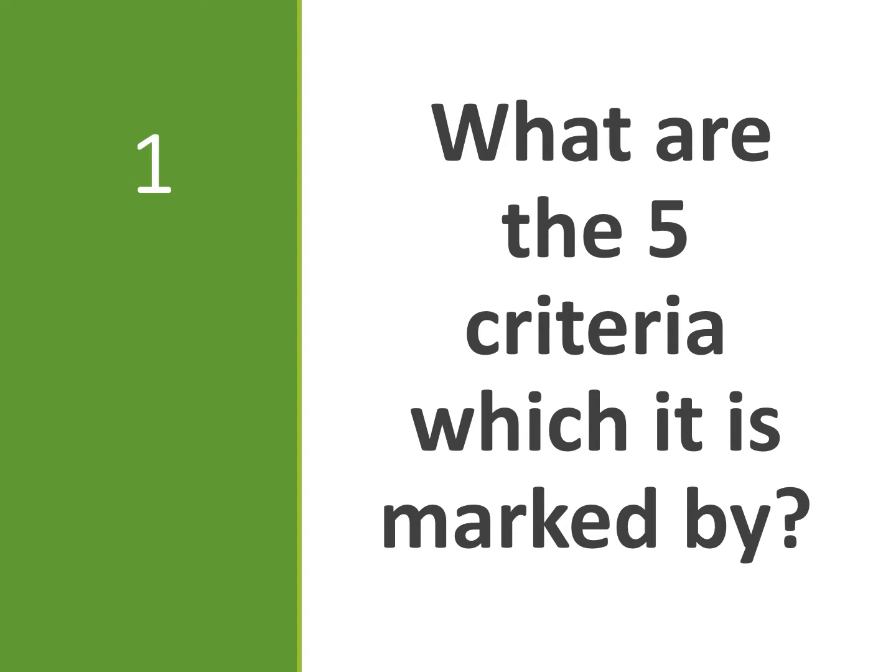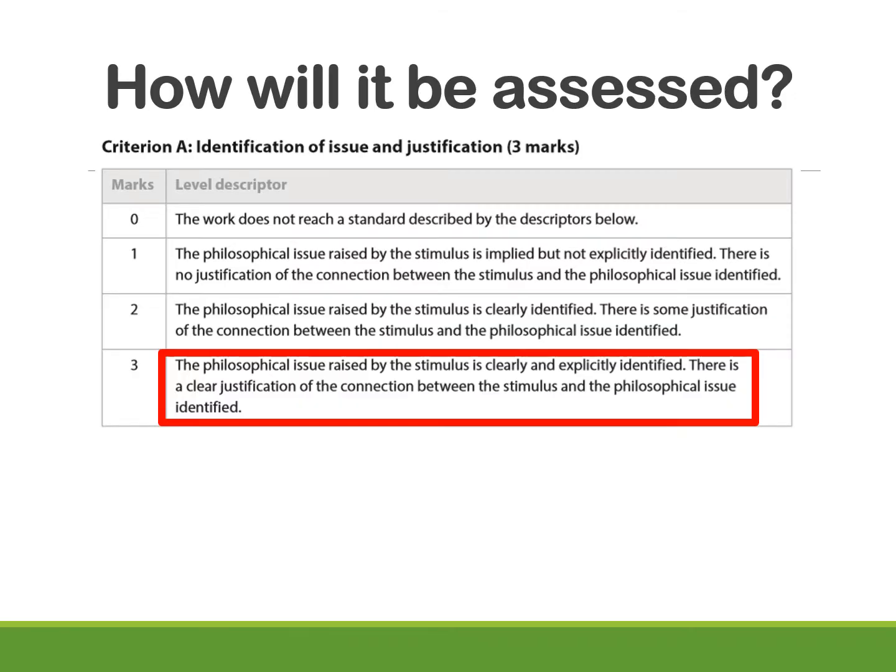Okay, so I'll start with the first bit. What are the five criteria which it is marked by? So how will it be assessed? The first criteria I'm going to look at is in front of you. It says identification of issue and justification. Now it's only worth 3 marks. I should highlight in total it's worth 25 marks. So it's 3 out of 25. Okay, not very much at all.